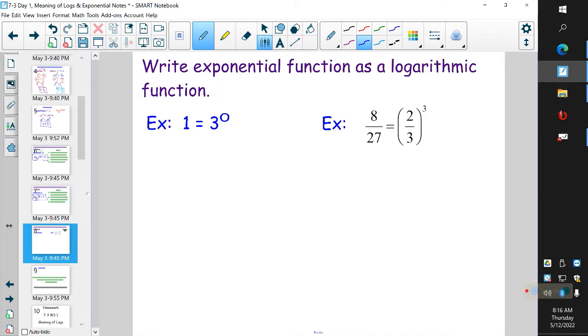Okay, write an exponential function as a logarithm function. So, still exactly the same thing. The base of this exponential is a 3, so this is log base 3. Leave a space, the exponent is 0, and the number 1 goes there.